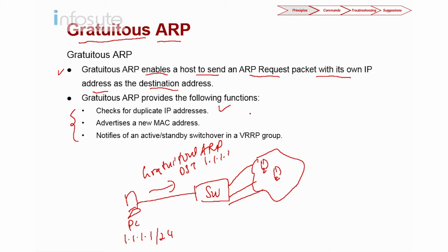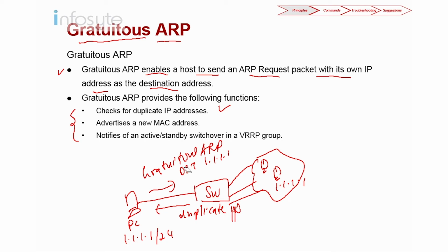Especially when you are configuring DHCP, before you set an IP address on this particular PC, you are going to check whether there is anyone in the network who is using 1.1.1.1. If you do, then they are going to send back an error saying that it is a duplicate IP. So that's the first thing, to check for duplicate IP.